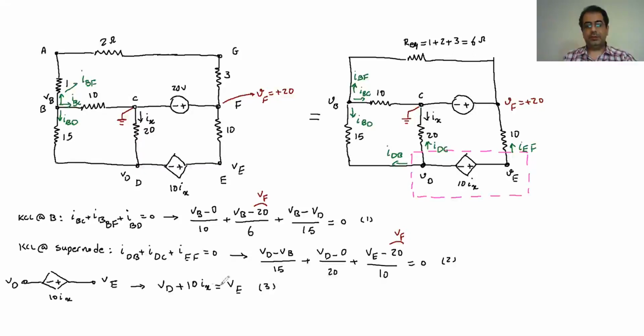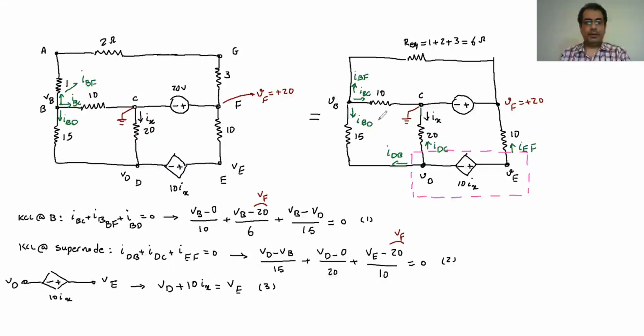But the problem is that it gives me one more unknown. So now I have the IX also involved in my equation. So here I have VB and VD and VE unknown. Now I add another equation and I add another unknown. So again, it's not going to help. I have to add another equation to get the number of equations and number of unknowns equal.